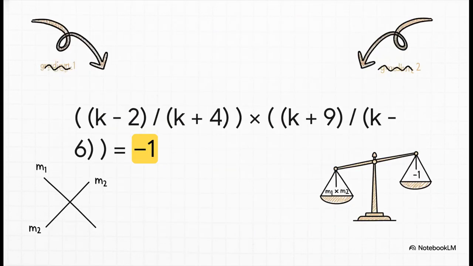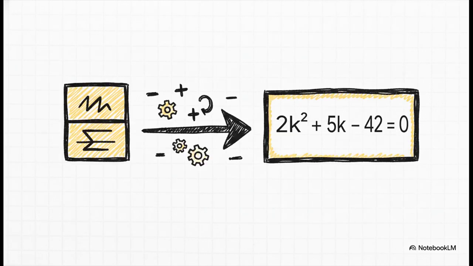Okay, now we've got our 2 gradients. Time to use that rule we just talked about. We take our first gradient, multiply it by our second gradient, and set the whole thing equal to -1. Now, this looks a bit messy with all the fractions, I know. But with a little bit of algebraic shuffling, basically multiplying things out to get rid of the denominators, it simplifies down really nicely into this, a standard quadratic equation. Make a mental note of this one, because we're going to see it again.